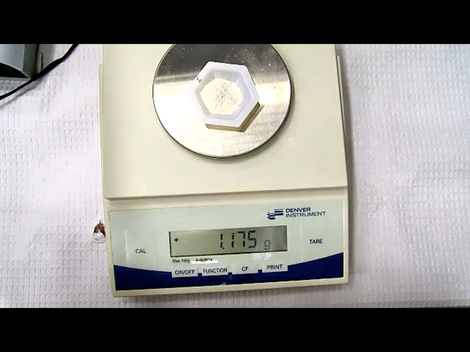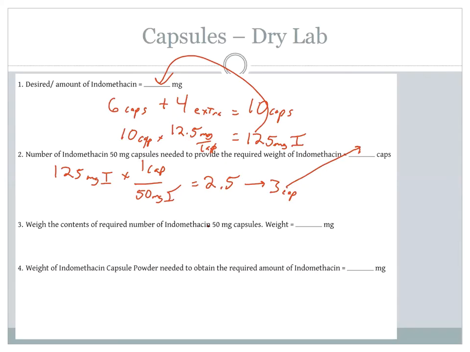So now we can go back to our calculations. Down here now is 1,176 milligrams. Okay, so are you convinced now that that's not pure drug powder? Because if it was pure drug powder, 3 50 milligram capsules would only have 150 milligrams of powder in there, but it doesn't. So we need to set up a proportion.